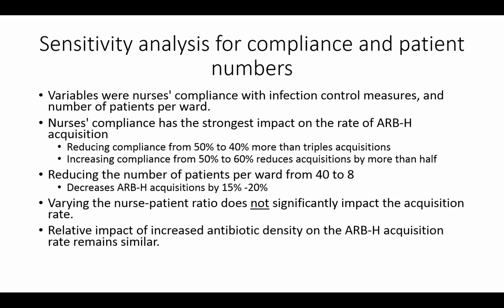So that if you reduced compliance from 50% to 40%, this more than tripled acquisitions. And if you increased compliance just by 10% from 50%, it reduced acquisitions by more than half. If you reduce the number of patients in a ward, so instead of having 40 patients in a ward, if you only had 8 patients on a ward, this reduced the acquisition of a highly antimicrobial resistant bacteria by about 15 to 20%.